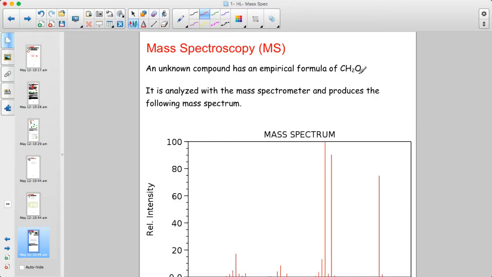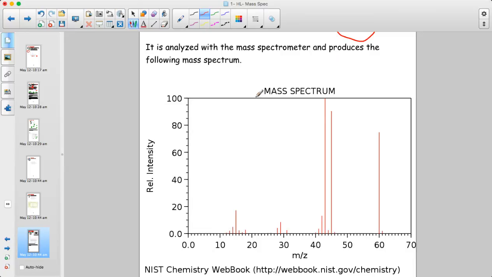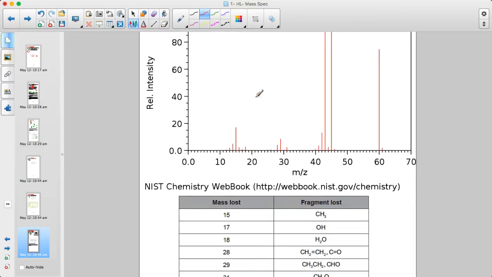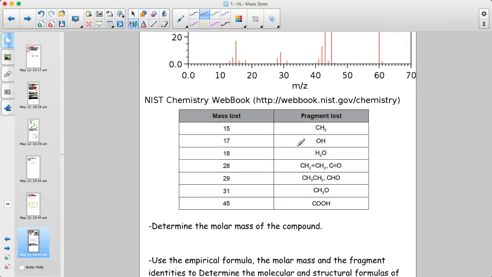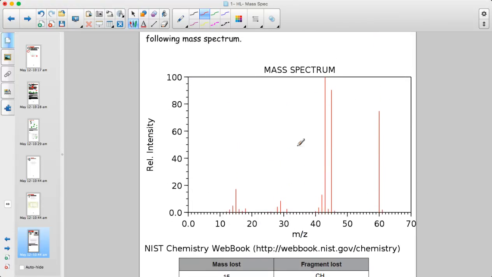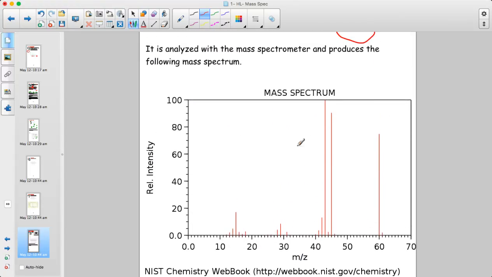So an unknown compound has an empirical formula of CH2O, and then you do the mass spec and you get the following spectrum. Okay, here's the data booklet table to help us. First step would be determine the molar mass of the compound. In order to determine the molar mass, I'm looking for what we call the parent ion, or the highest mass ion in here. And so I'm going to pick 60. Right, that's the big peak, and it's more or less the highest besides that tiny little thing that I'm not even going to worry about.